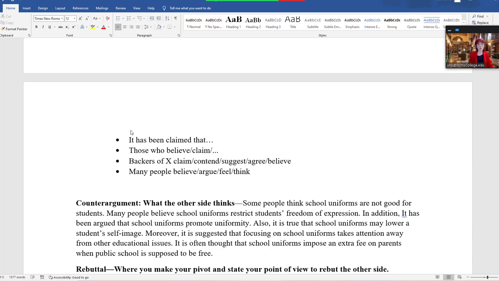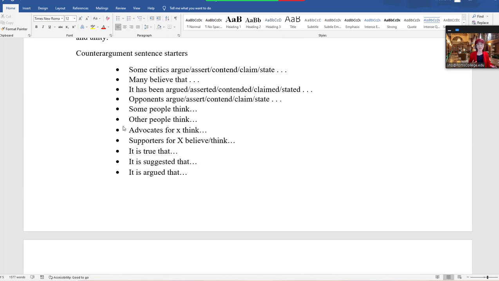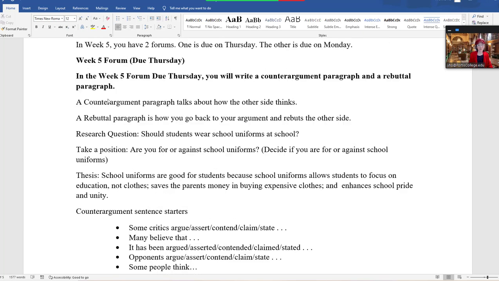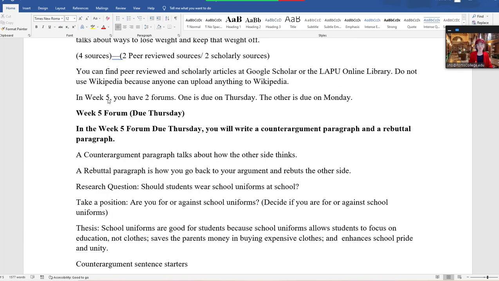They're like transition words, and they connect the different sentences and thoughts in a paragraph together. They also help you pivot from what the other side thinks into what you think. So that basically is what you're going to be doing for your week 5 forum. And then you're going to ask me, but where do I put these counter argument and rebuttal paragraphs? I will cover that in a separate lecture.